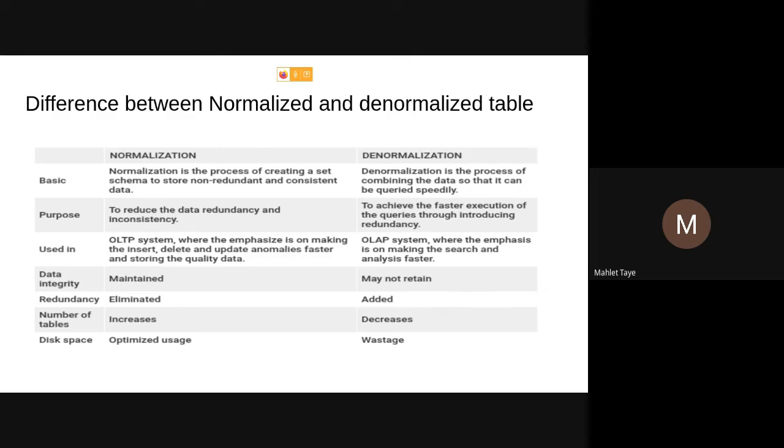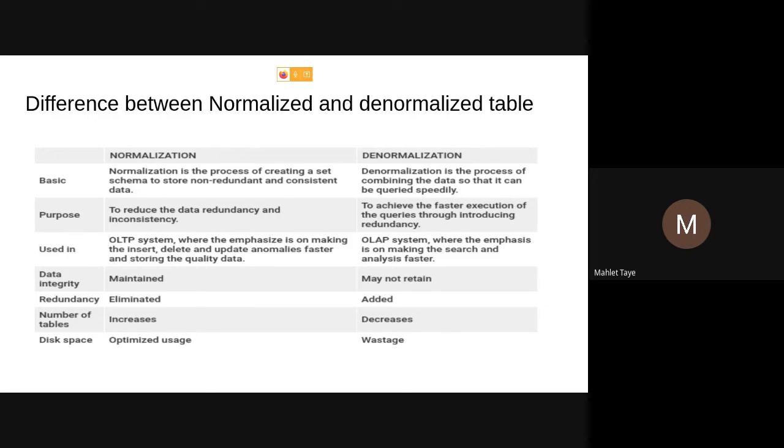And the technology that they use is the online transactional processing system, which emphasizes making insert, update, delete operations faster and storing quality data. But in the denormalized or data warehouse sense, you will use the online analytical processing system, which emphasizes making search and analysis faster. So CRUD operations are mostly allowed on the database, and the analytical processes, which need certain analysis, will be done on the data warehouse.